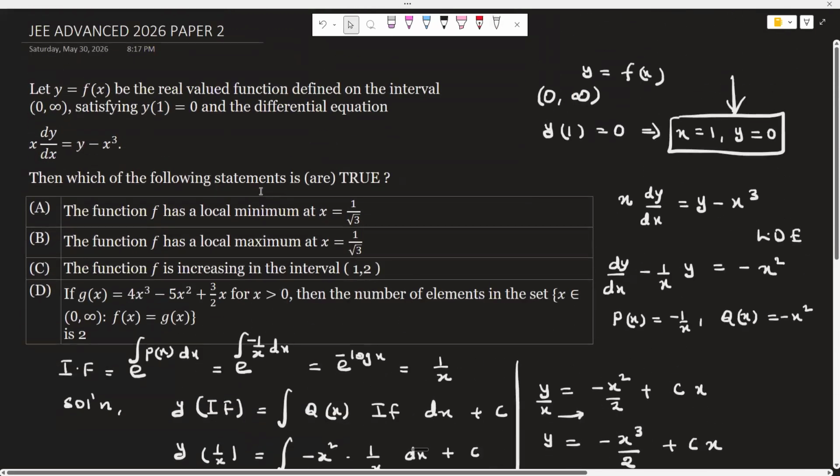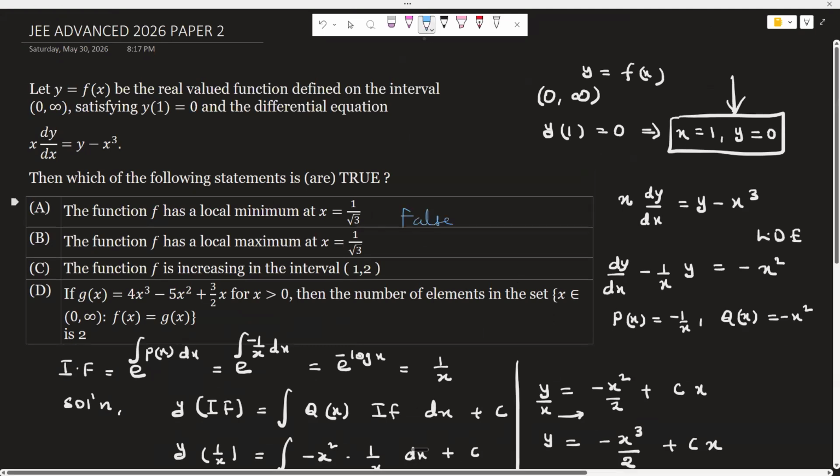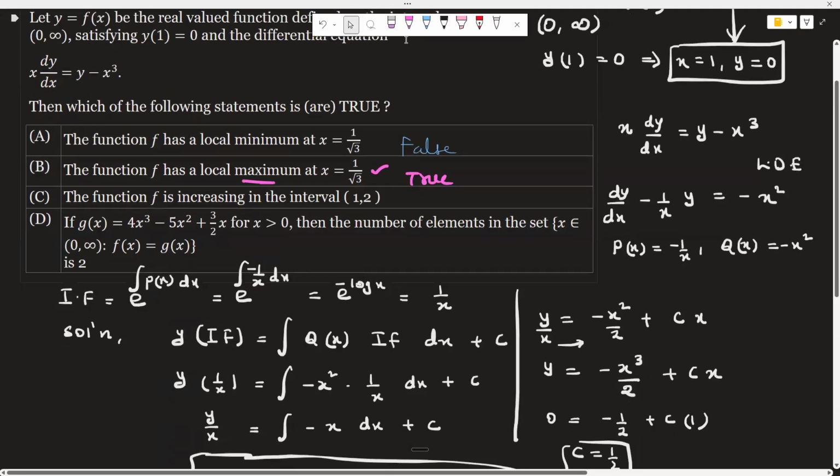Let us take a look at the first two options, A and B. Local minimum at x equal to 1 by root 3 is wrong, so this is false. And of course, the second option is true, because we are getting a local maximum at x equal to 1 by root 3, and for the minimum, we are getting it at x equal to negative 1 by root 3.